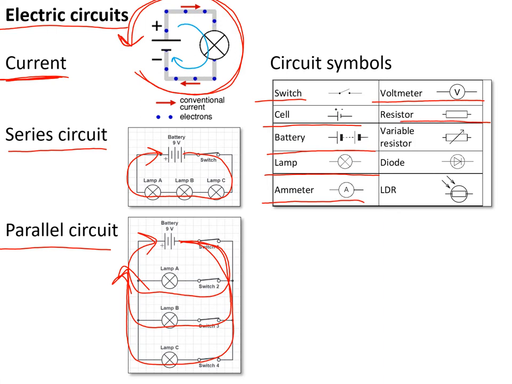A resistor is a clear rectangle. A variable resistor is a rectangle with an arrow at a slant in it. A diode is a triangle with a line and a circle. And then we've got an LDR, which is a resistor in a circle with two arrows coming in towards it. Those arrows represent light.